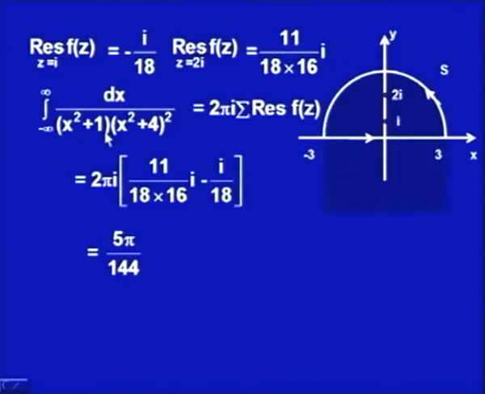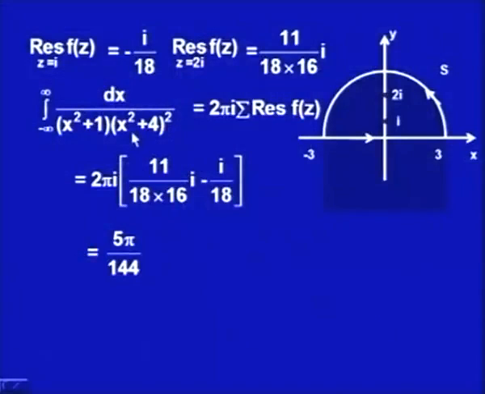And since the function is even and satisfies all those conditions, the integral exists, so the Cauchy principal value is equal to the value of the integral. So, we have got the result that 5 pi upon 144 is the value of this integral. This is one method which we had learned. Now, let us do some more examples.